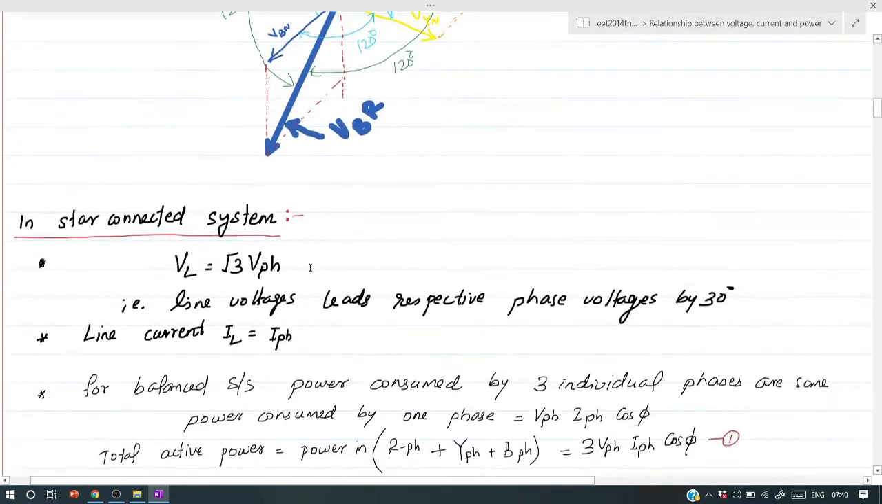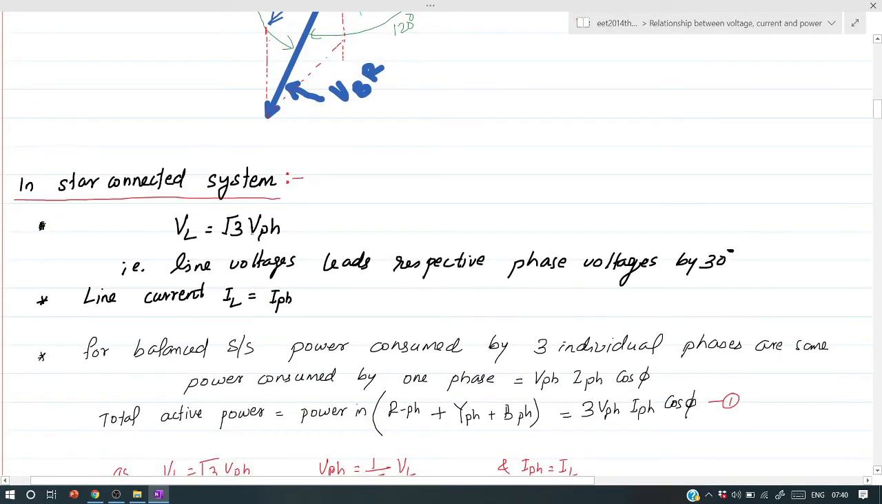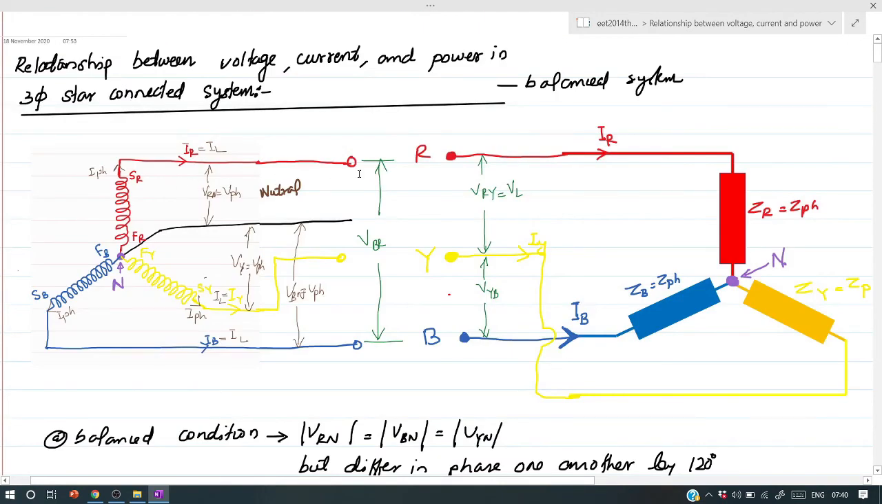So in star connected system, we got the following information. VL is equal to root 3 times phase voltage. Line voltages lead respective phase voltages by 30 degree and line current is equal to phase current. Here this is line current. The line current is passing through the entire winding. This current, that is IB, that is line current, is passing through the B phase winding. Similarly, IY current is passing through this Y phase winding. So in the case of star connected system, line current is equal to current passing through each winding, that is phase current.